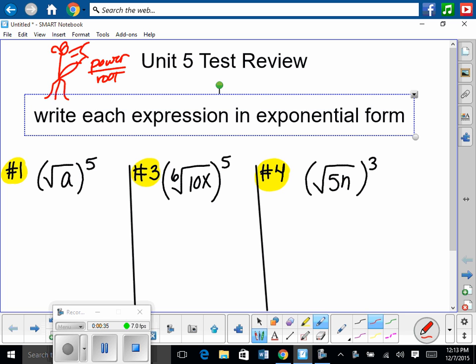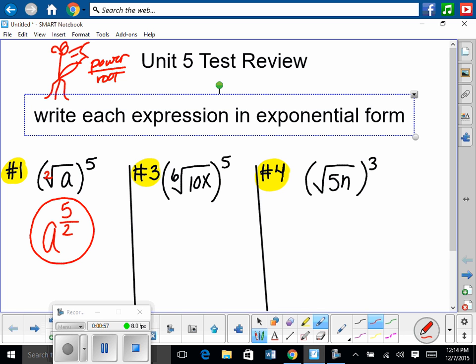So this is a square root, and it's base A. So we have base A, square root, so roots go on bottom. If there's not a 2 written there, remember that always means square root. So it's a square root of A to the 5th power. Now we didn't need parentheses around this one because it's only base A. There's only one base, so this would be our final answer.